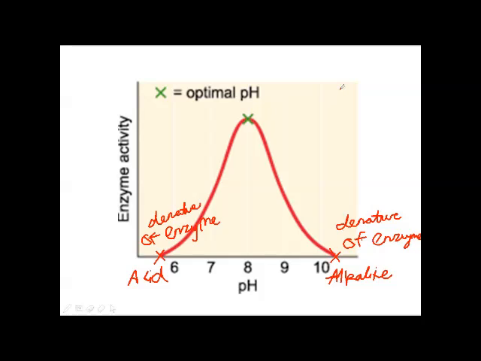So here we go, and this is the enzyme activity. At the top, at a pH of 8, remember, for this particular enzyme, it works best at a pH of 8. I just stated in my last slide that most enzymes work best at a pH of 7, but there are different enzymes, and different enzymes work at different pHs.